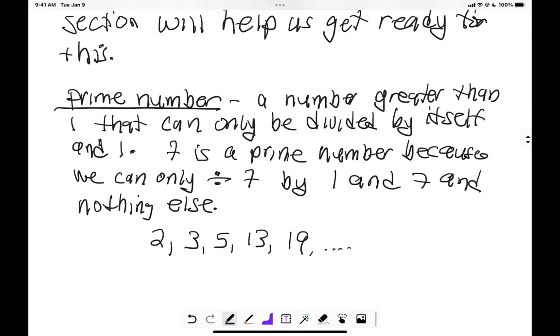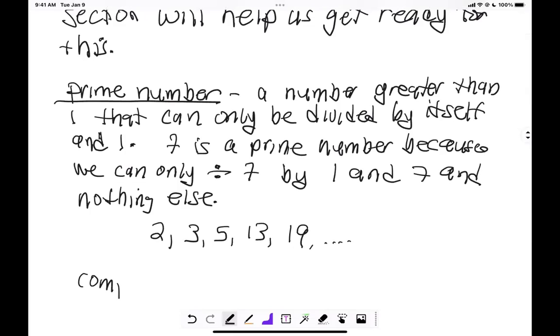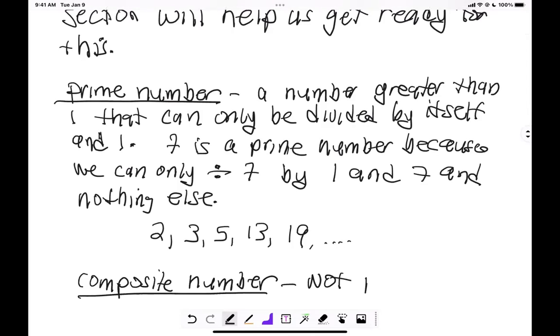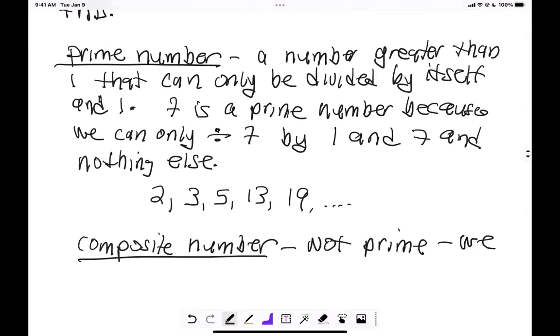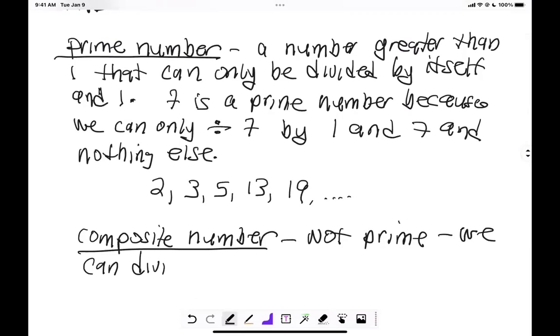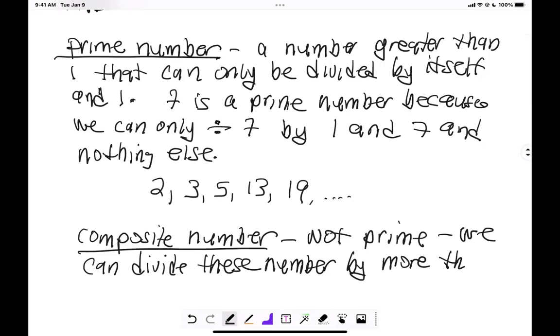If it's not a prime number, it's called a composite number. So these are numbers that are not prime. That's basically the way I can talk about it, which means I can divide them by many things. So we can divide these numbers by more than 1 and itself.